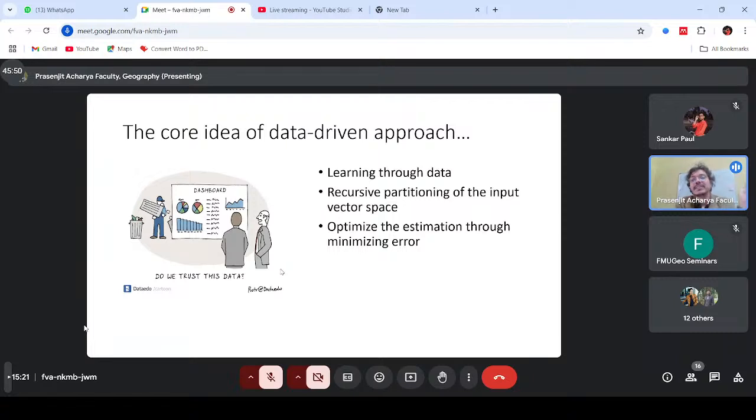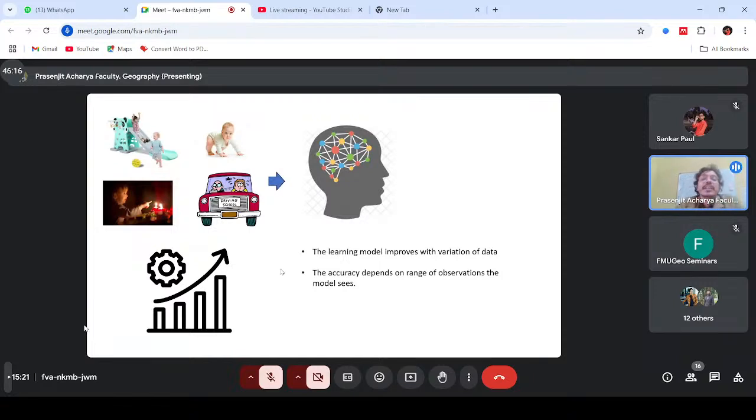It's called recursive partitioning of the input vector space, and optimizing the estimation through minimizing the error. So these are the three things that we need to keep in mind: learning through the data, recursive partitioning of the input vector space, and optimizing the estimation through minimizing the error. I'm going to unfold all of these three things gradually, okay? Let's just concentrate on the images that have been given in these slides, okay?